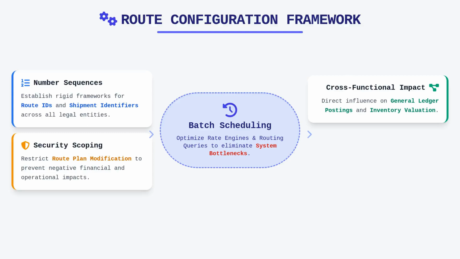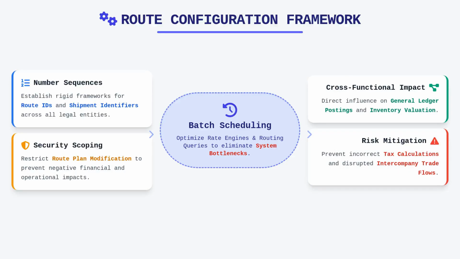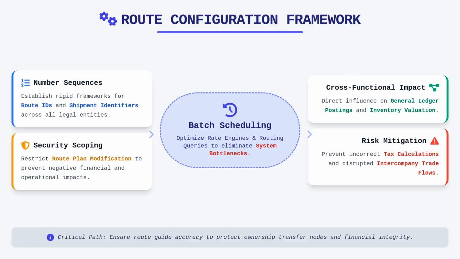Since route planning does not exist in a vacuum, you must account for cross-functional dependencies, such as how these selections influence general ledger postings for freight costs or inventory valuation. A misconfigured route guide can inadvertently trigger incorrect tax rule calculations or disrupt intercompany trade flows if the transfer of ownership occurs at a specific node in your plan.